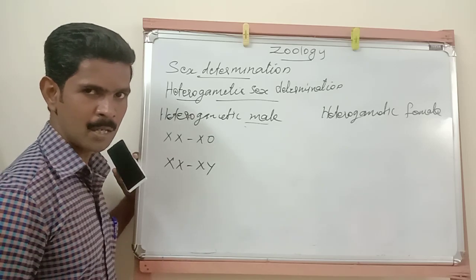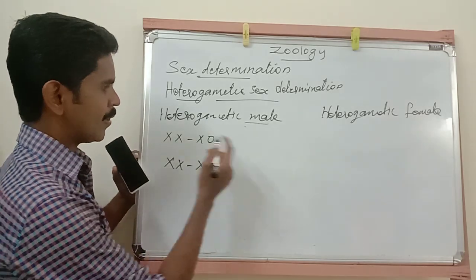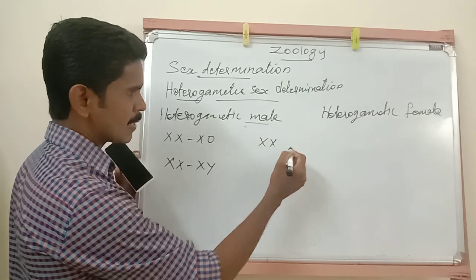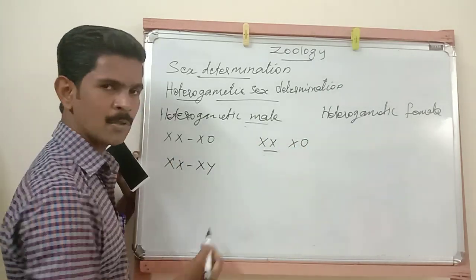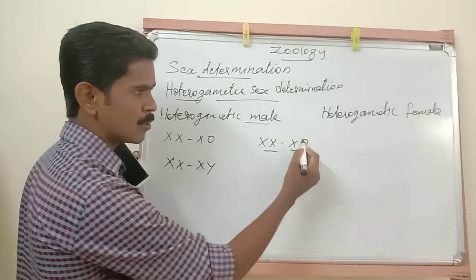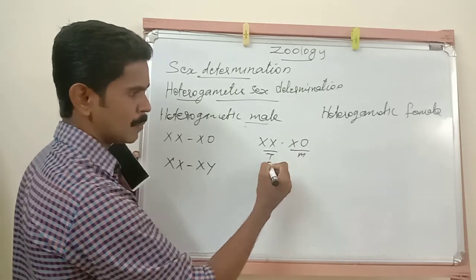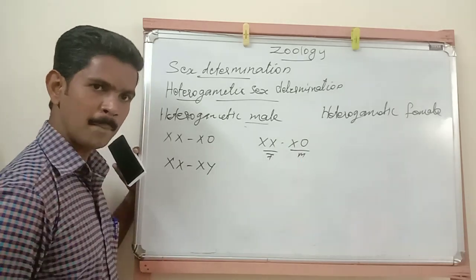Okay, two different types of sperms. So listen very carefully. XX, XO, isn't it? So XX, XO. This is the sex chromosome of female, and this is the sex chromosome of male.